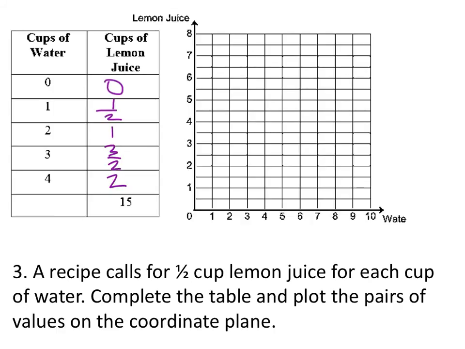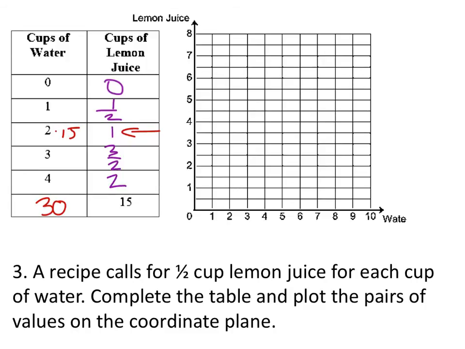So if we add 15 cups of lemon juice, notice we can look at this value right here. So if we multiply that by 15, we'd multiply the 2 by 15 as well, giving us 30 cups of water for 15 cups of lemon juice.